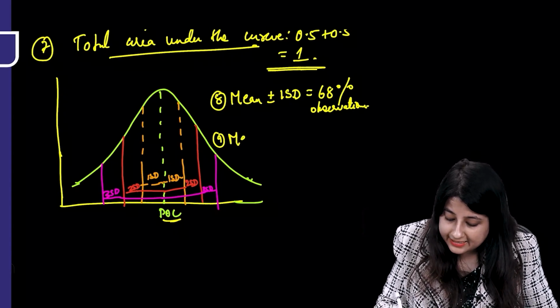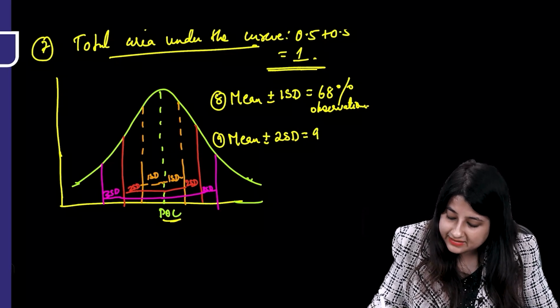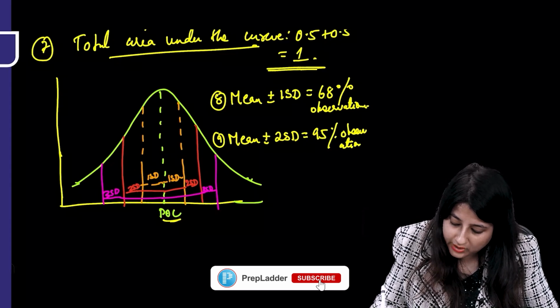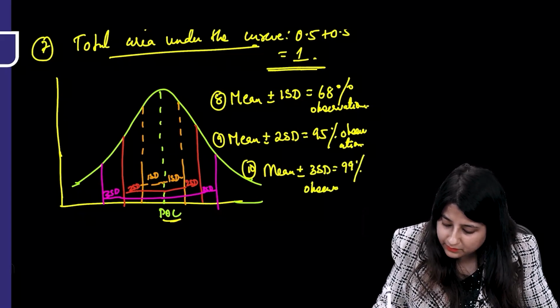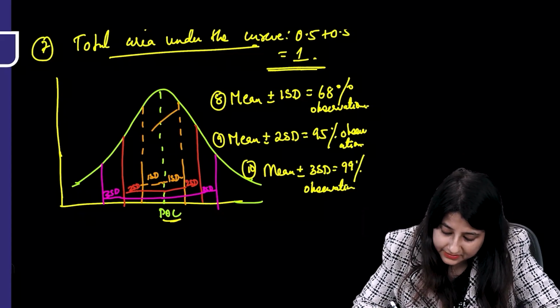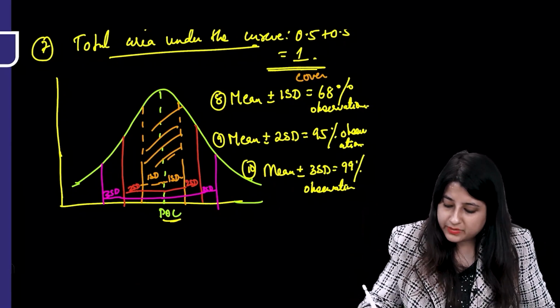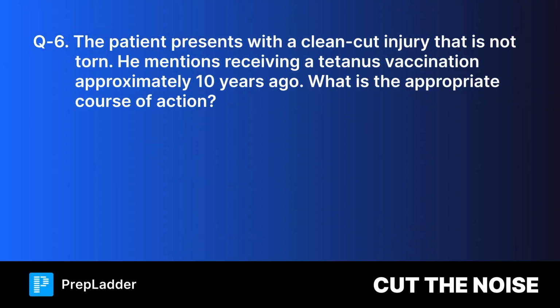Point number 9, mean plus minus 2 SD covers, guys, 95% of observations. And point number 10, mean plus minus 3 SD covers 99% of observations. Remember this. Okay, so mean plus minus 1 SD means this. Okay, this is going to cover what? 68% of observations.